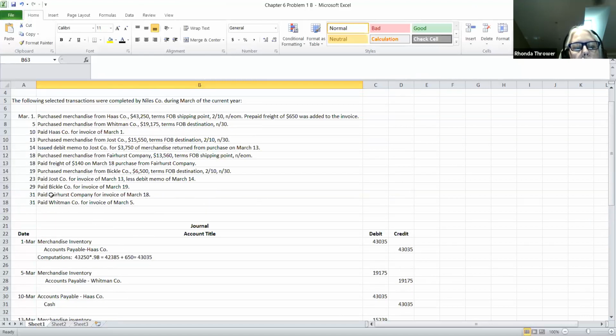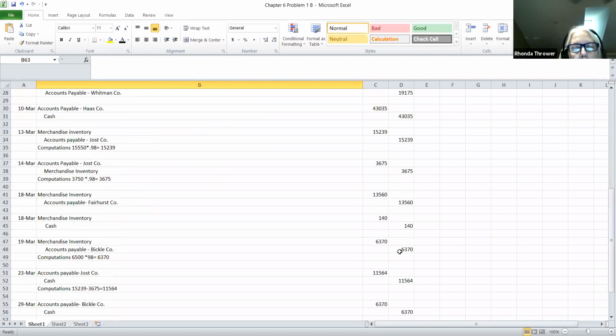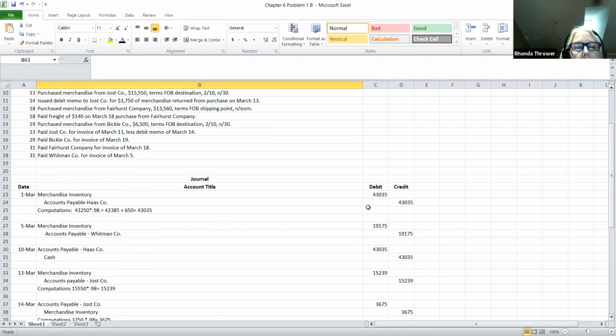On March 29th, we paid the Bickle Company for the invoice of March the 19th. So we've got to go back to the March 19th transaction to see how much we owed the Bickle Company, which was $6,370. So what we're doing is we're reducing this accounts payable down by $6,370. We're going to debit our accounts payable to reduce it, and we're going to credit our cash because we paid the Bickle Company.